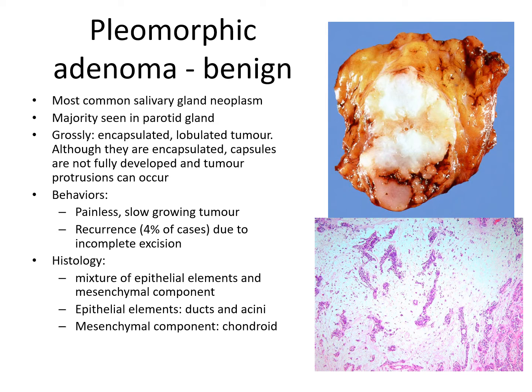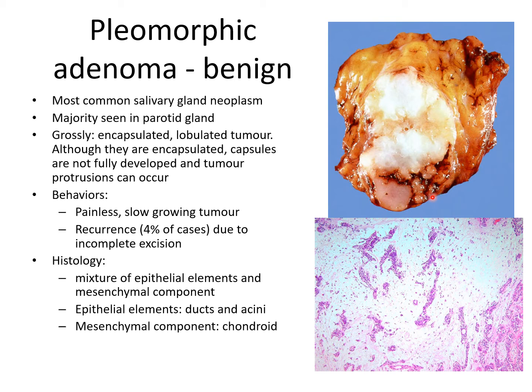Pleomorphic adenoma is the most common salivary gland neoplasm, and most of it is seen in the parotid gland. Grossly, it shows an encapsulated lobulated tumor. This is a lobulated tumor, and there is a capsule, but the capsules are usually not fully developed, and the tumor can protrude into the surrounding tissue. The tumor behaves as a slow-growing tumor, which is painless, and recurrence of the tumor occurs in 4% of cases. This is due to incomplete excision.